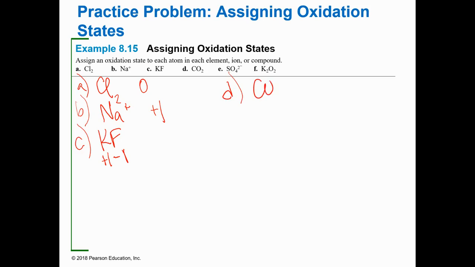For D, we've got CO2. Carbon's column does not have a rule, but oxygen does. So what we do is we set the sum equal to 0, and we're going to solve for X, which is carbon. I put this first 2 outside of it because there are 2 oxygens. So if I solve for this, that means carbon is +4. And then oxygen is not plus, it's -2.